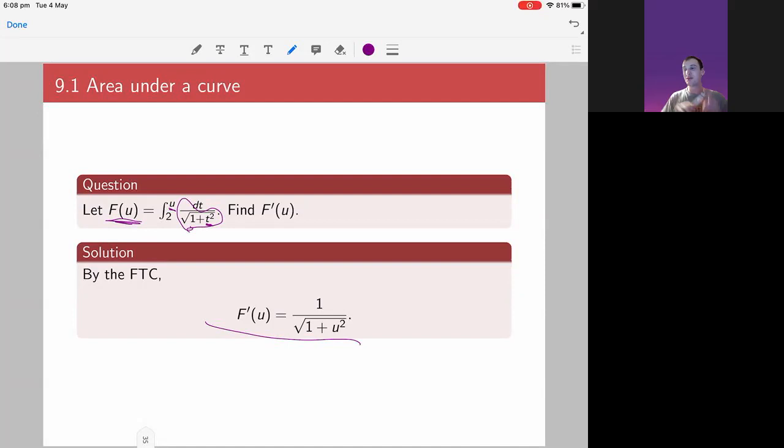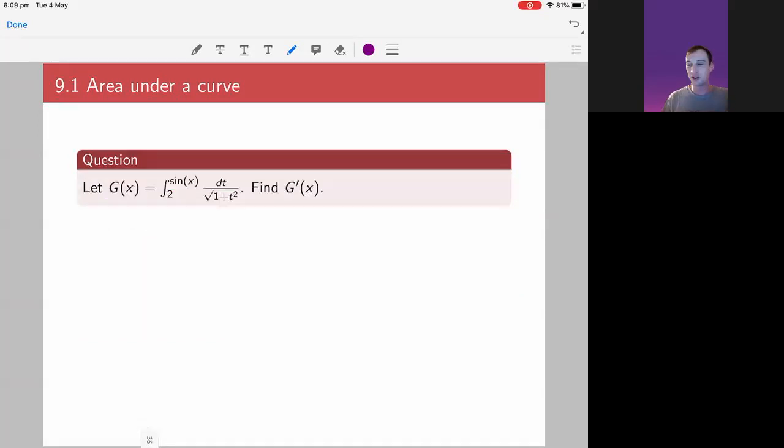Now the reason we included such a simple function is because of what comes next. We're going to be stepping it up a bit. Let's consider the function g of x is equal to the integral. So it's the same, we're integrating the same function as before, except instead of integrating up to x, we're integrating up to the sine of x. And I want you to find the derivative.